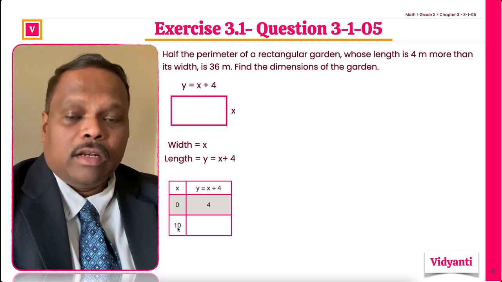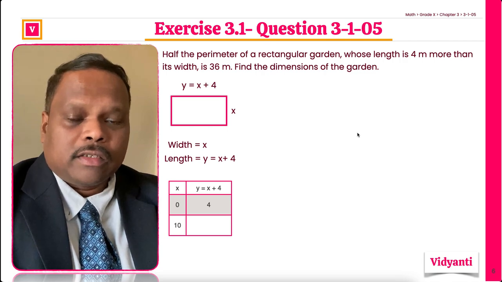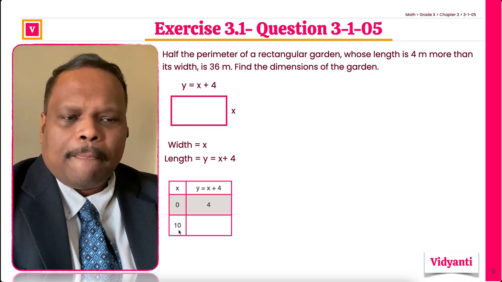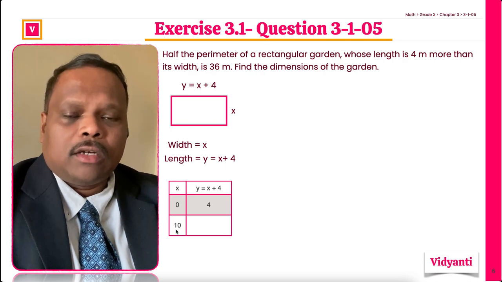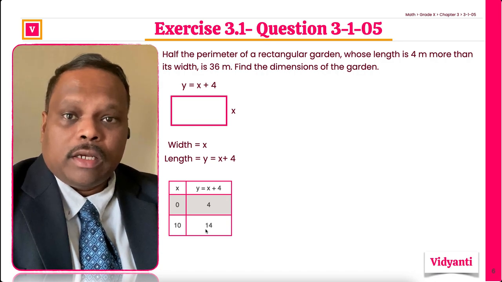That's absolutely fine. The reason why I have taken 10 is that eventually in the second equation, we are dealing with numbers up to 36. So it would be a better idea to get the x value slightly higher. Then y will come out to be 10 plus 4.